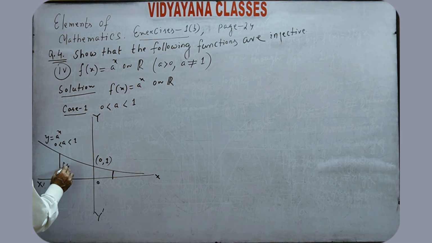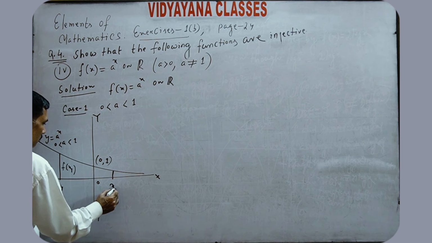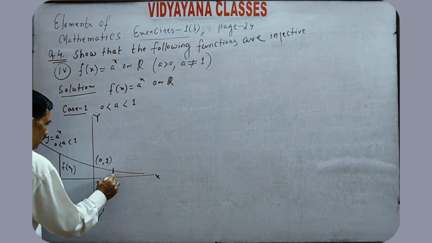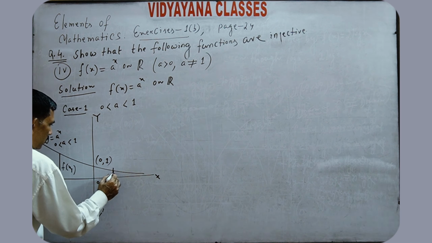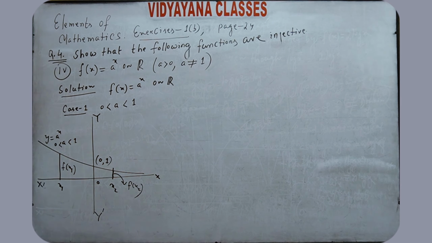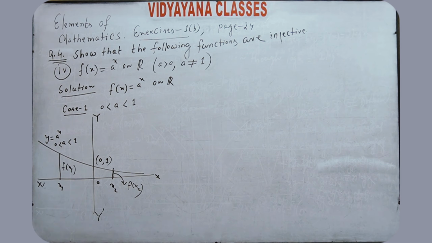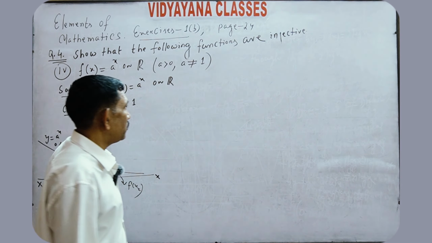x1, f(x1); x2, this value is f(x2). x2 greater than x1, f(x1) greater than f(x2). That means it satisfies the definition of a decreasing function. Every decreasing function is 1-1.